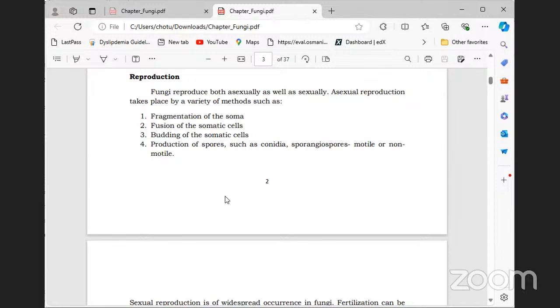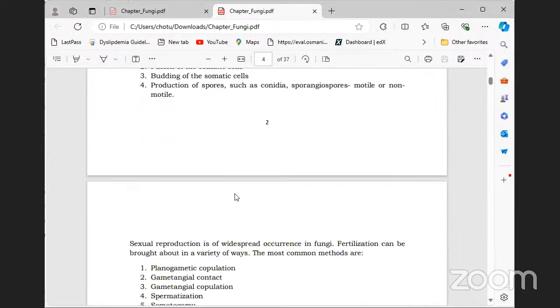Coming to sexual reproduction, it is widespread in the fungi, and fertilization is brought about in a variety of ways. The first one is planogametic copulation.